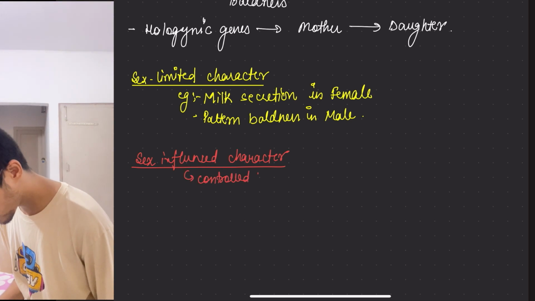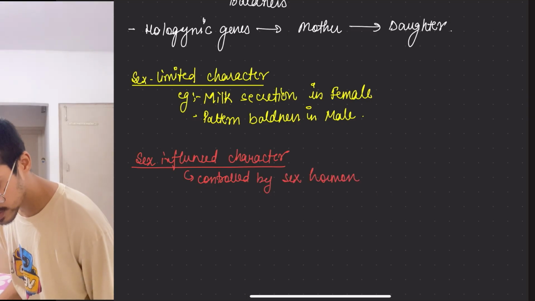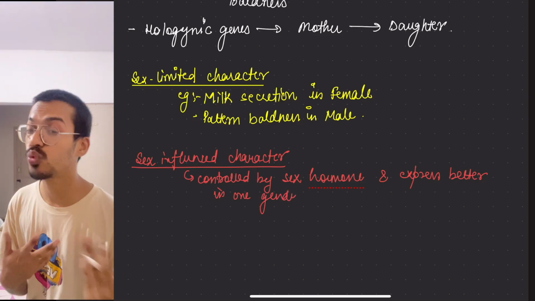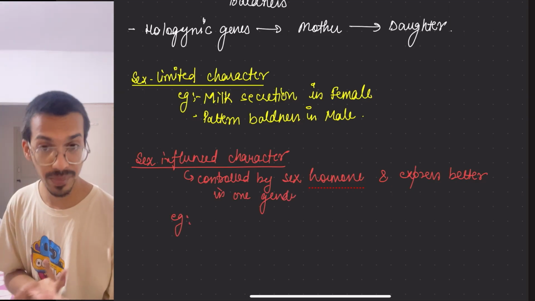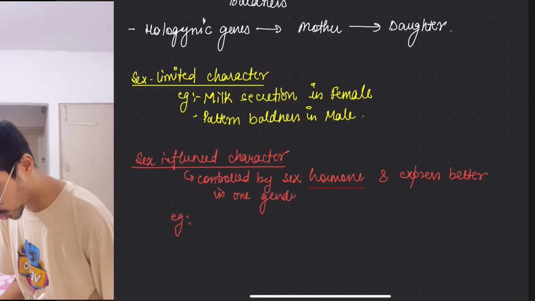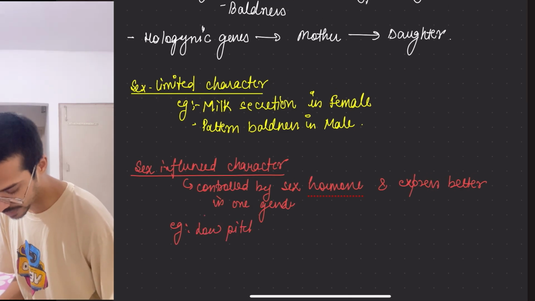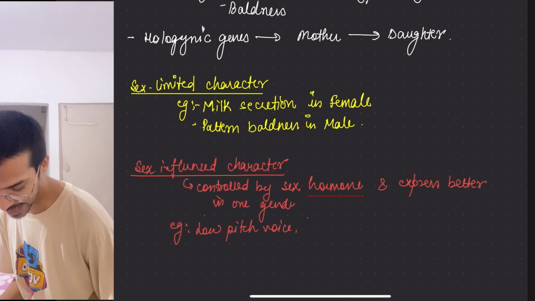They are controlled by sex hormones and express better in one gender. Example, low pitch voice, beard, mustaches in males.